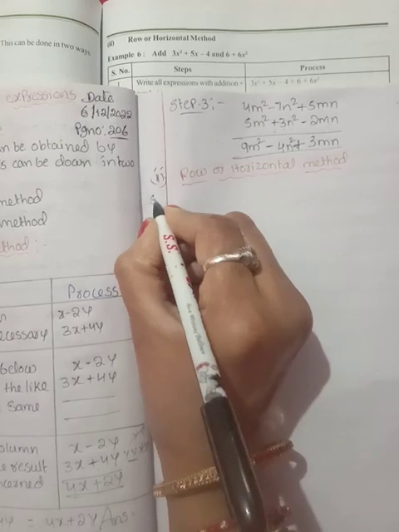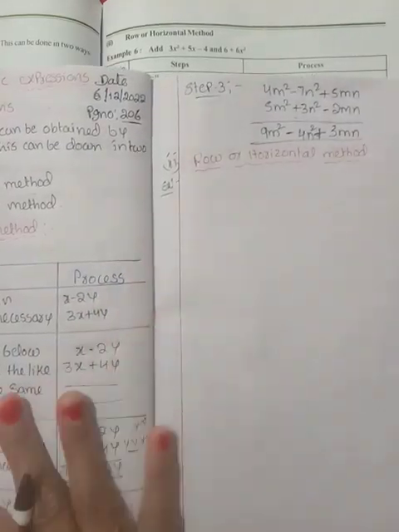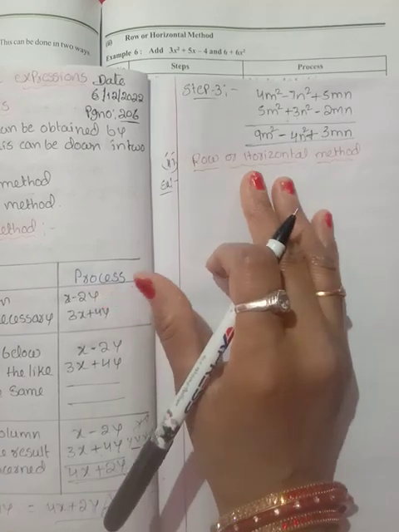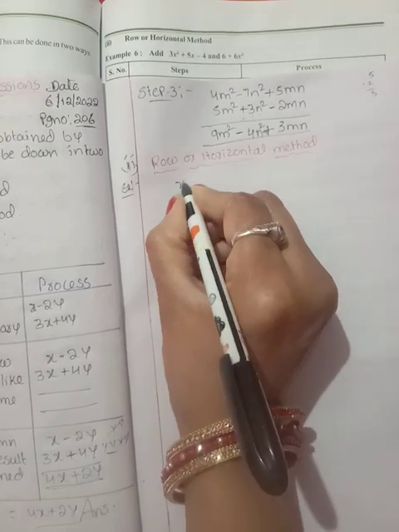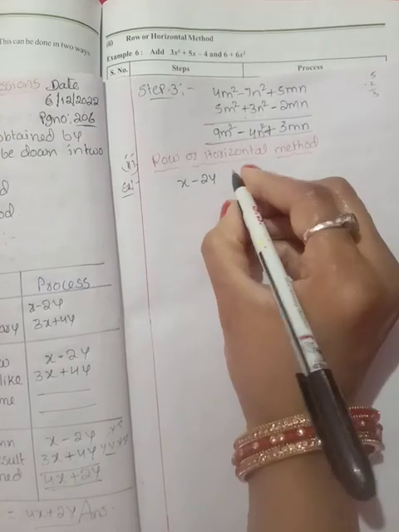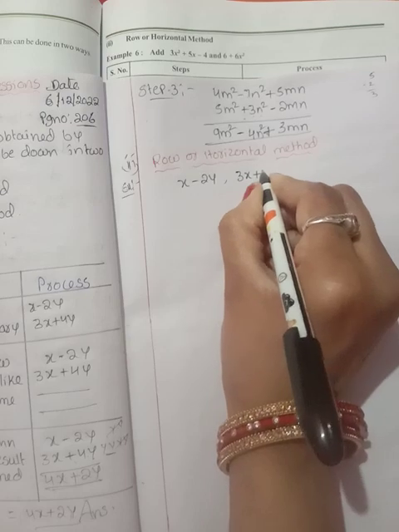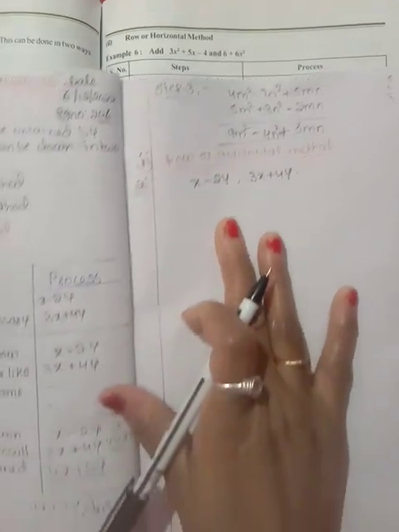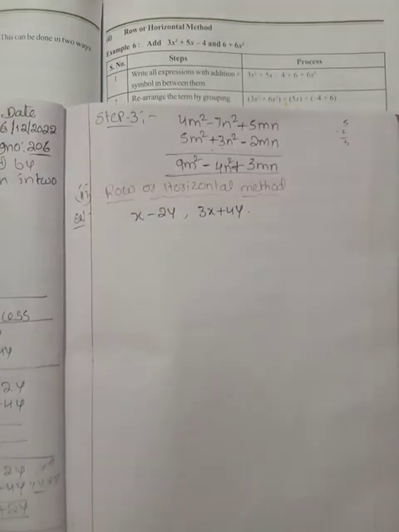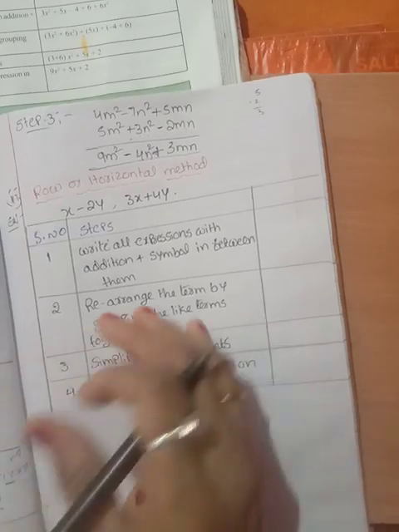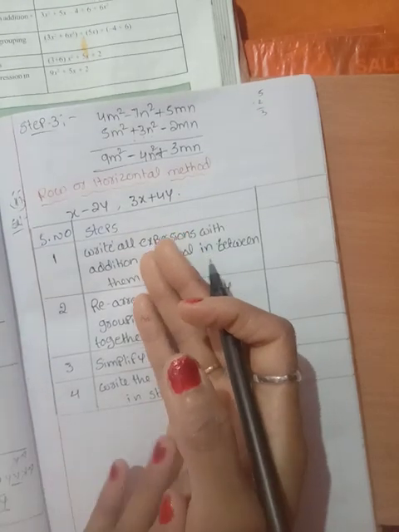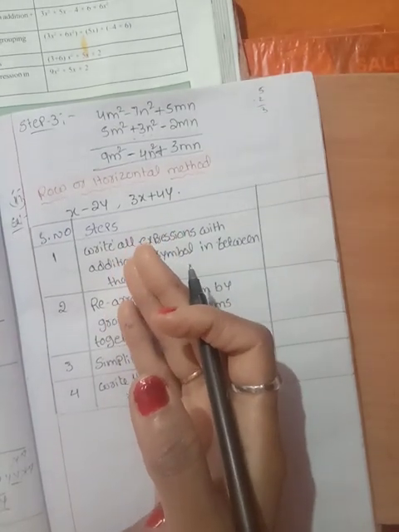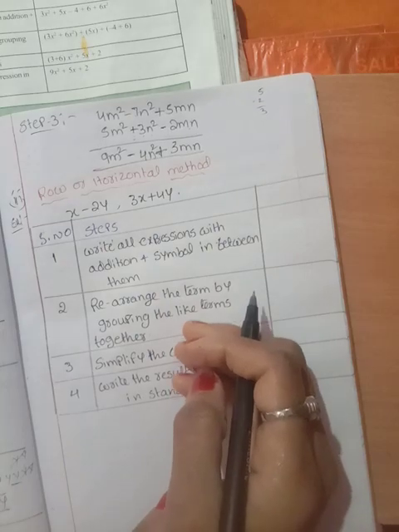In this second method, take the same previous examples. What's the first example? It is x minus 2y and 3x plus 4y. Step by step, this also you learn stepwise. First of all, take one second. In this second method, the row or horizontal method, we use the same examples. Step by step today we will learn this second method only.